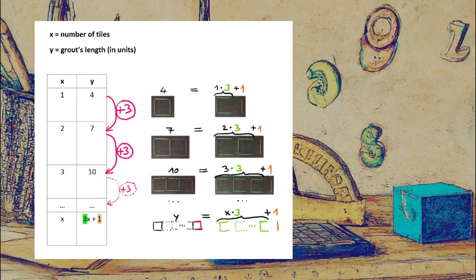We know that the expression of the total grout's length is x tiles multiplied by 3 plus 1. The notation here is 3x plus 1, which means 3 times x plus 1. Replacing x with the number of tiles, it is eventually interesting to calculate directly the total grout's length.